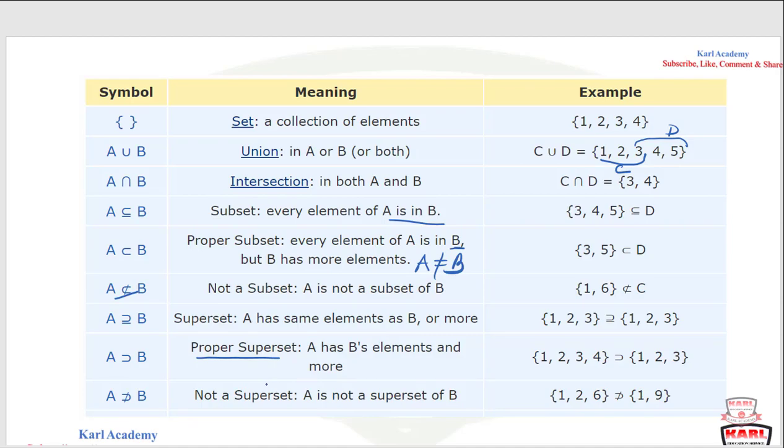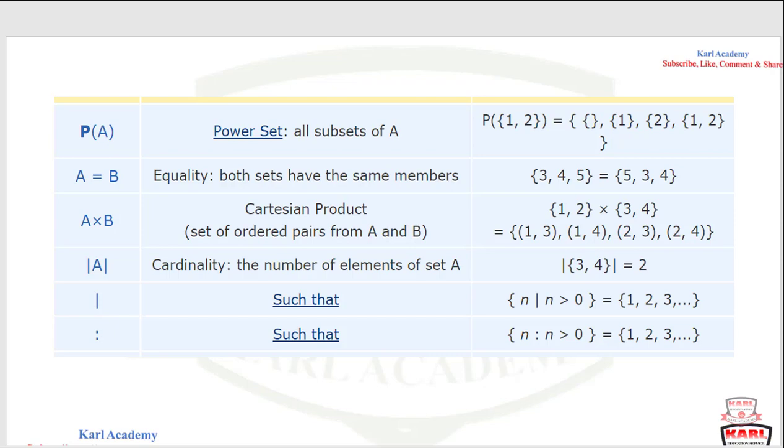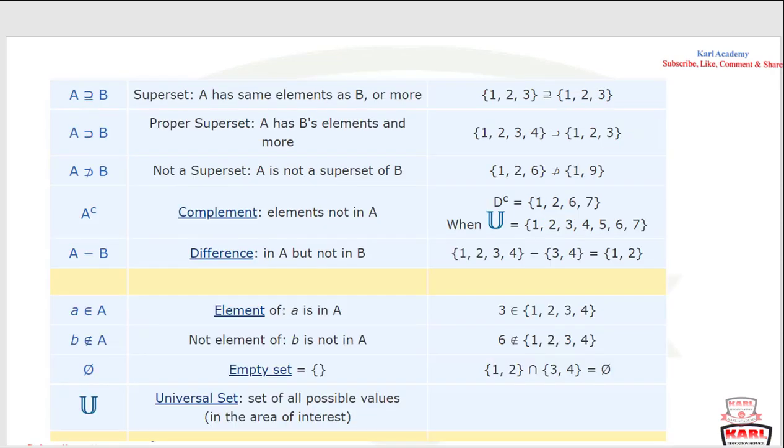A is not a superset of B. That is how we do the recaps. Then we talk of complement, then set difference, you minus. Then an element of A: the elements of set A may be like A, 4, and other elements A, B, C. They all are elements of set A. Then B is not an element of set A.